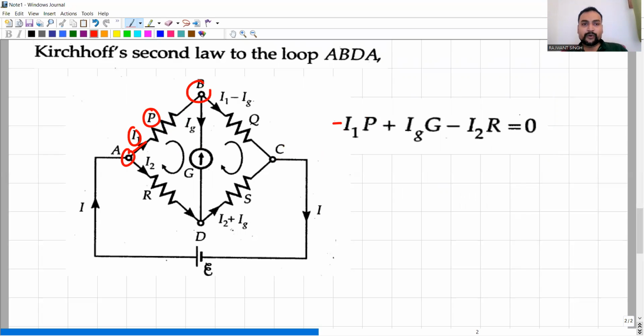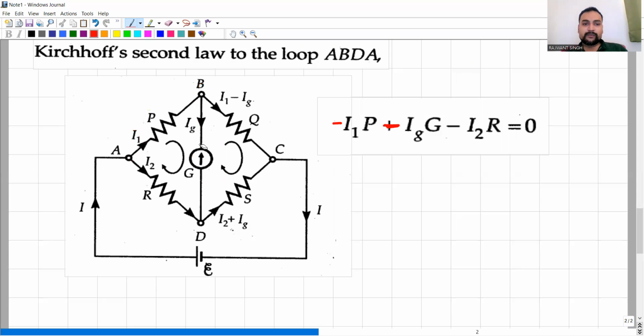Then you're going to move from the point B to point D. So from point B to point D, you see the current is flowing in this direction, and there is a resistance in this ammeter or galvanometer, and you will be crossing over the resistance. That means you are moving from higher to lower potential. Again, this will be a potential drop. So I'm going to take this as a negative value here again.